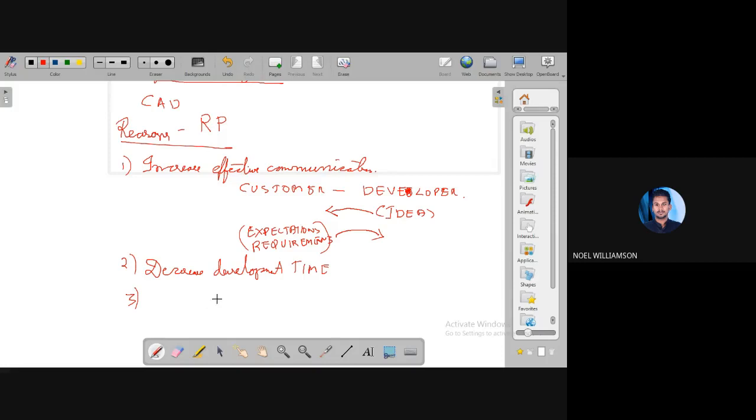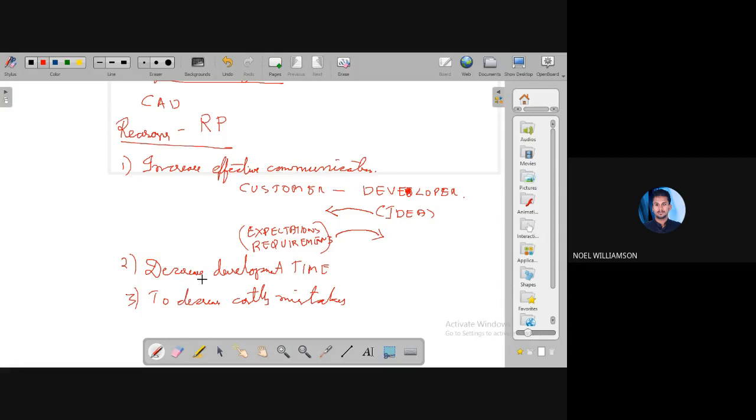Next, to decrease the costly mistakes. That is, by preventing errors, we can reduce the rate of failure, so that we can reduce the cost associated with that. That's how we can decrease the costly mistakes. So these are the main reasons for rapid prototyping.